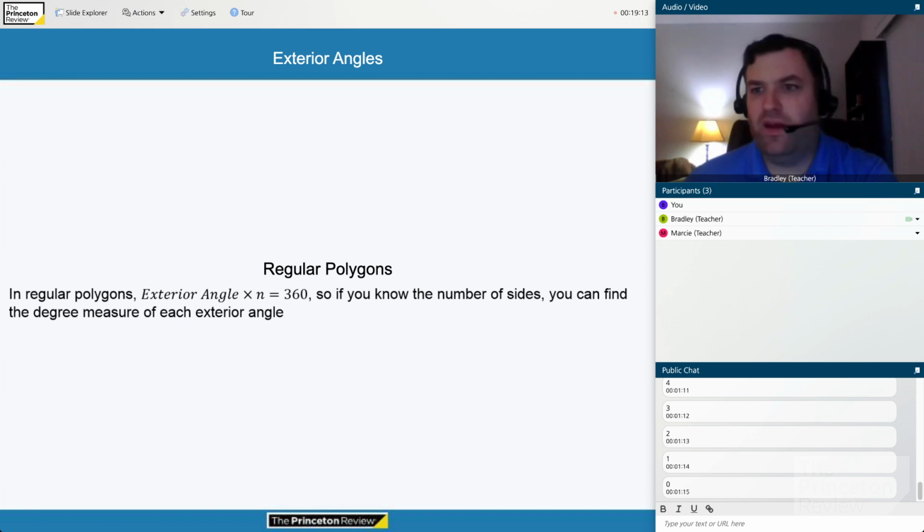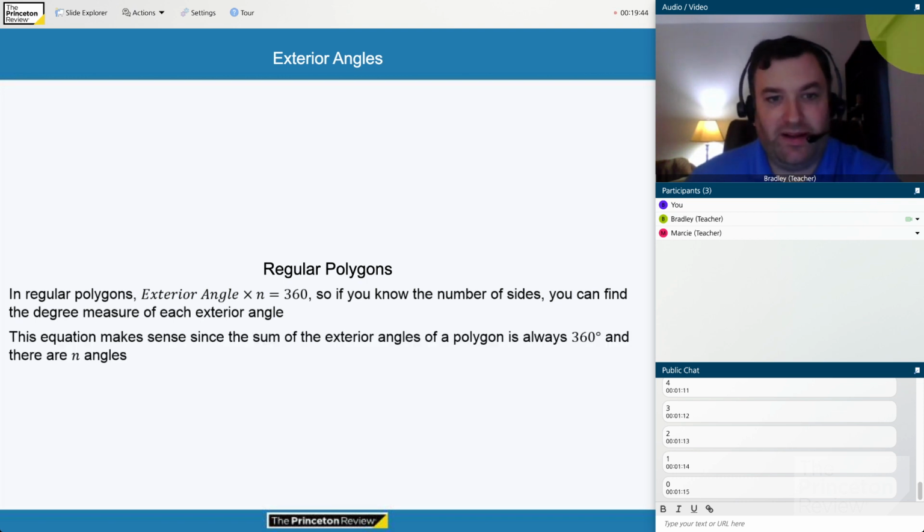In a regular polygon, the exterior angle times the number of sides will always be 360, which makes sense based on what we were talking about in the last slide. There are n exterior angles, and they always add up to 360. So if it's a regular polygon, they should all be the same, and it's just each exterior angle times n. So if you know the number of sides, you can find the degree measure of each exterior angle, or if you know one exterior angle, you can find the number of sides, right?